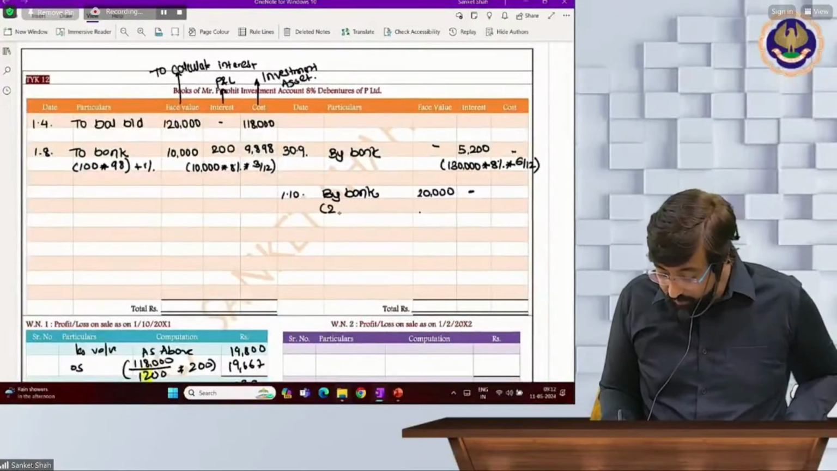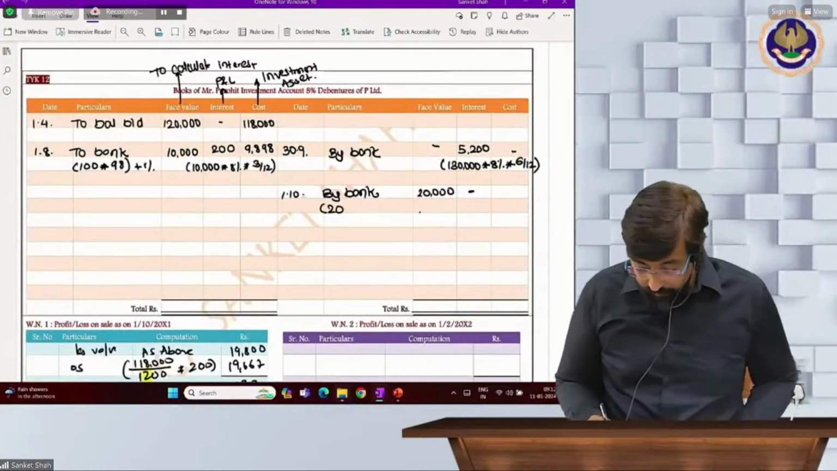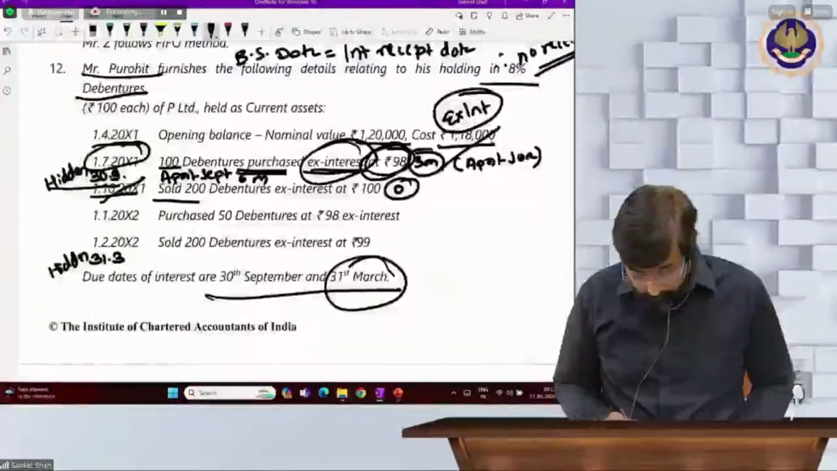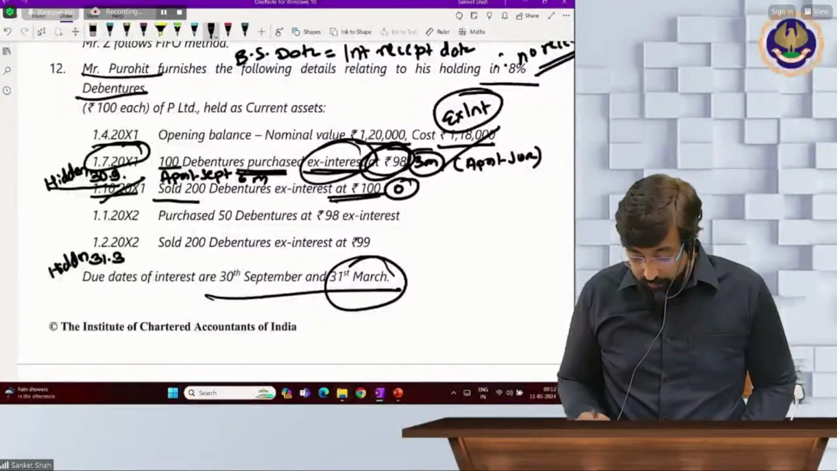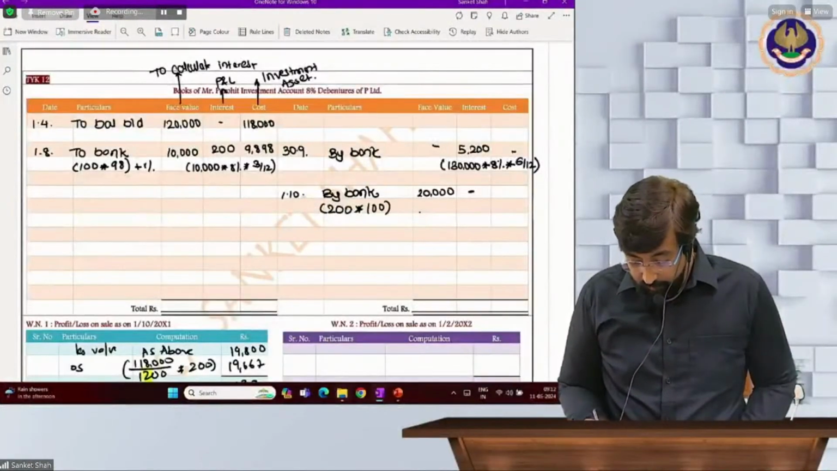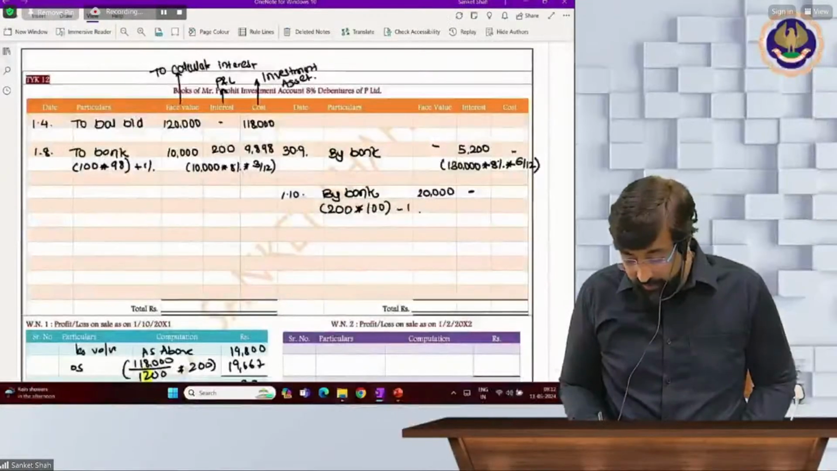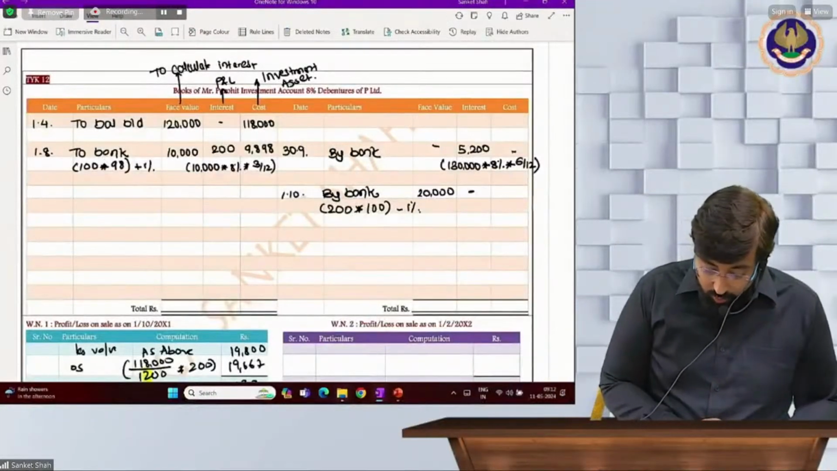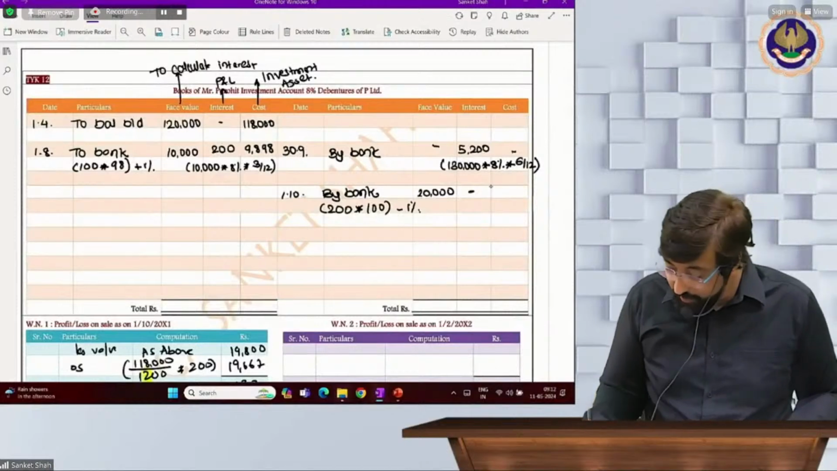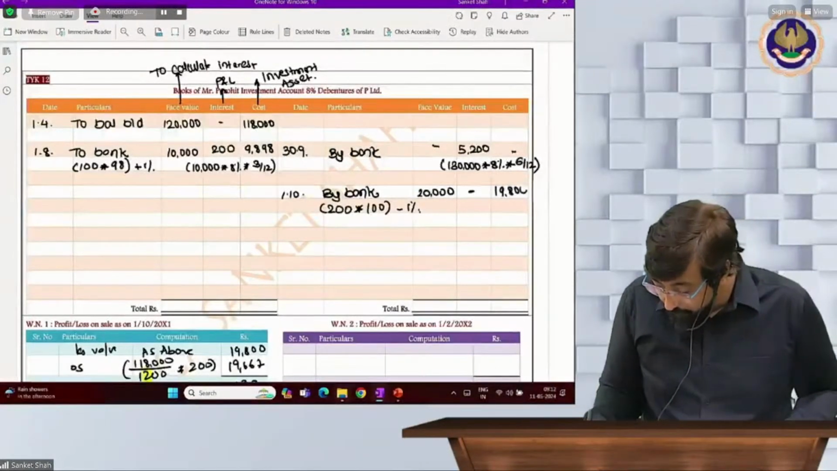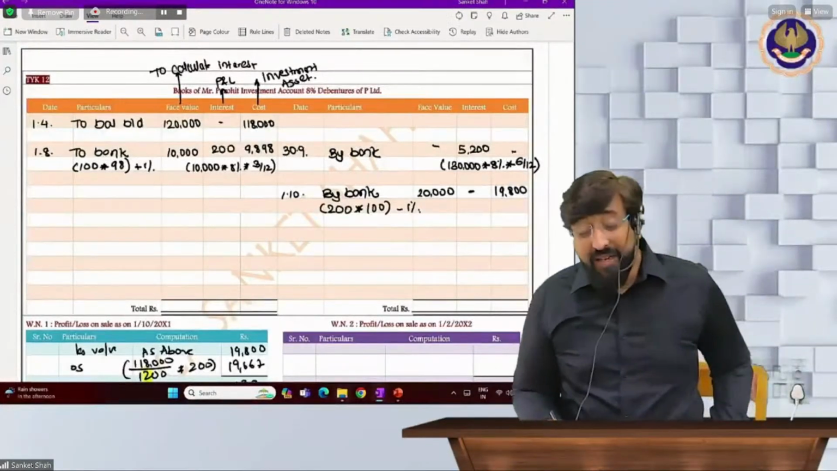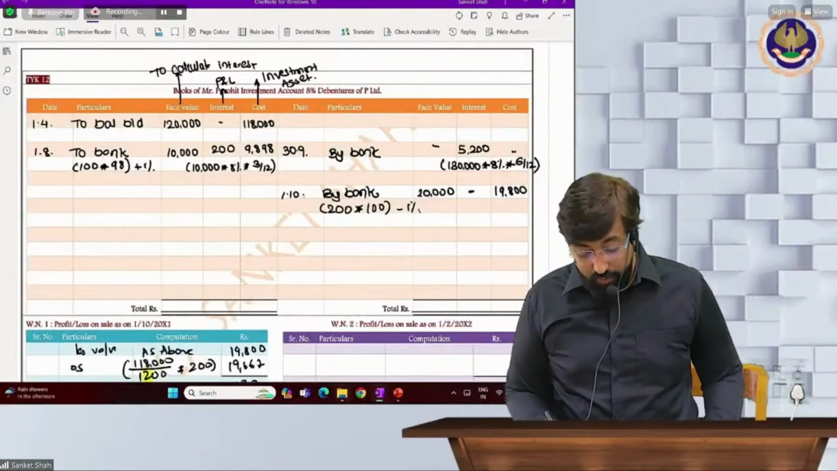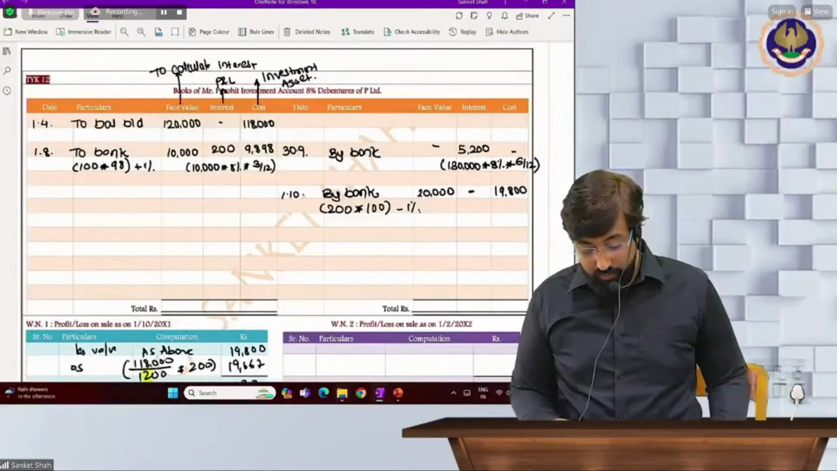What is the selling price? 200 into 100 rupees, minus 1% brokerage. Very good, beta. Don't forget to deduct brokerage. So 200 into 100 minus 1%. What is the answer? 19,800. Don't write the wrong amount. Sir, wrong. 19,800. Yes sir.